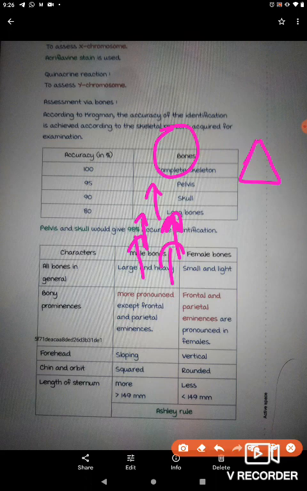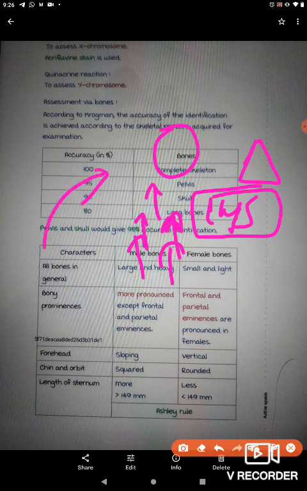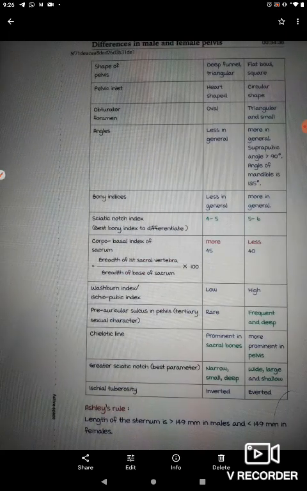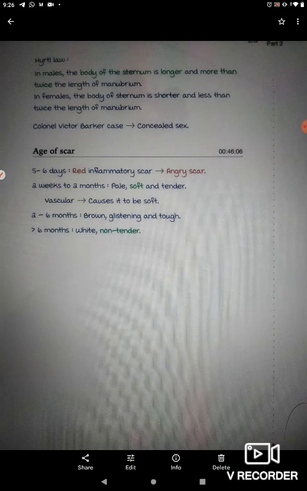And we have seen the sciatic notch, which was the best parameter. Sciatic notch larger, wider, and shallower was in the females. Also, we have seen the gelotic line. In males, the sacral part is prominent, while the pelvic part is more prominent in the female. So Ashley's rule, Hertel rule, we have seen scar estimation.